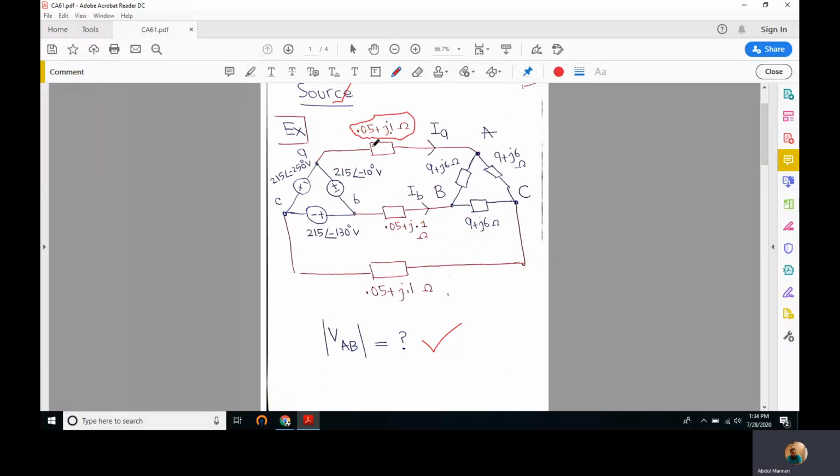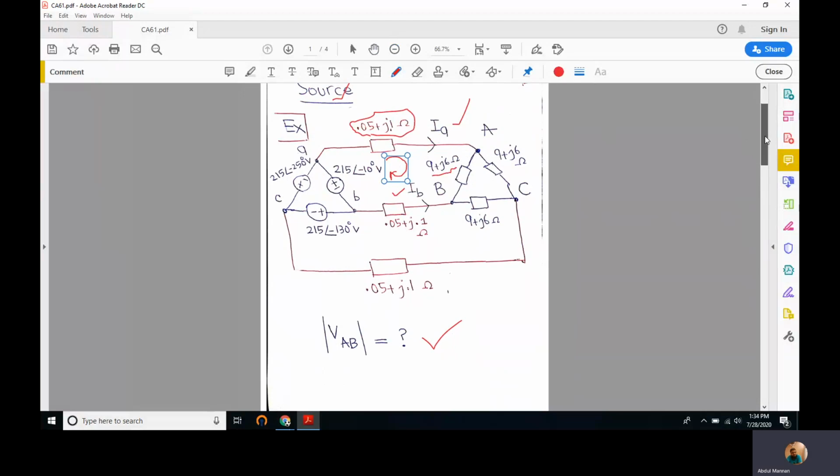What are the different currents? IA is the current flowing through this branch, IB is the current flowing through this branch, and since we are assuming a current clockwise, our assumed current would be opposite to what IB is. It would be negative of IB. And the current flowing through this 9 plus j6 ohm impedance would be the phase current, whereas IA and IB are line currents. So phase current should be the line current divided by square root of 3 and lagged by 30 degrees. This is important to note.